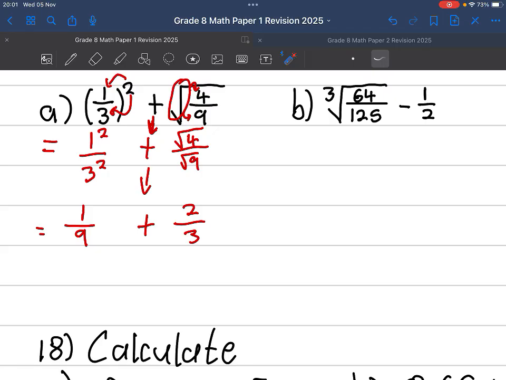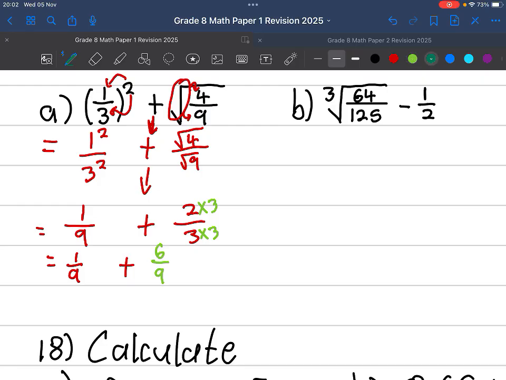And if you've noticed, 9 is a multiple of 3, which means if you multiply 3 by something, it's going to give you 9. So what is that number? 3 times 3 is equal to 9. And that will make the denominators the same. But if you're multiplying the denominator of a fraction by something, you've got to multiply the numerator as well. And that will leave you with 1 over 9 plus 2 times 3, which is 6, over 3 times 3, which is 9.